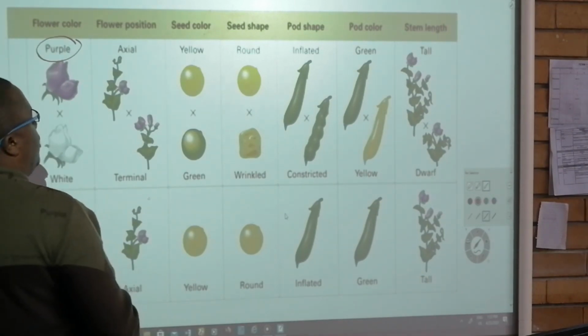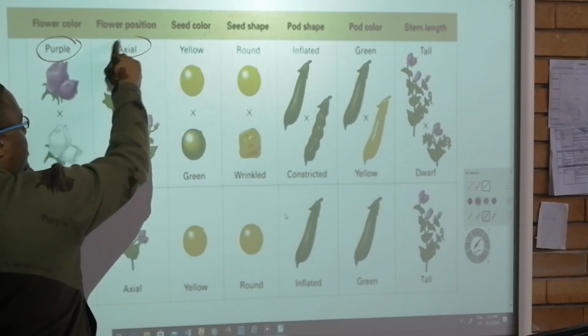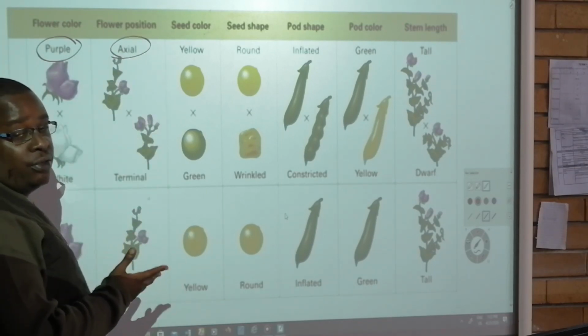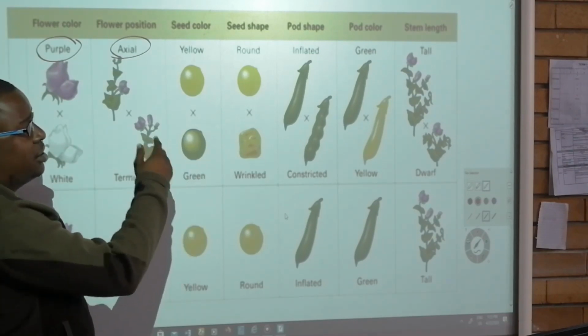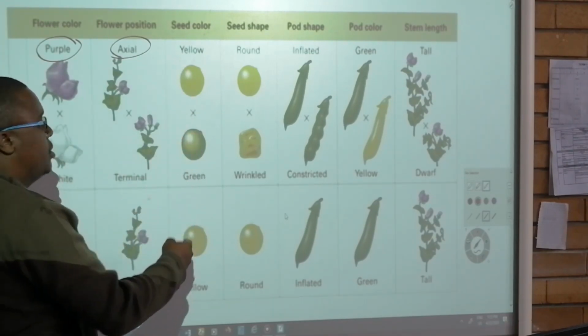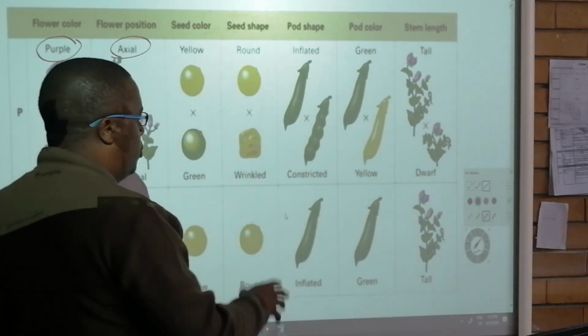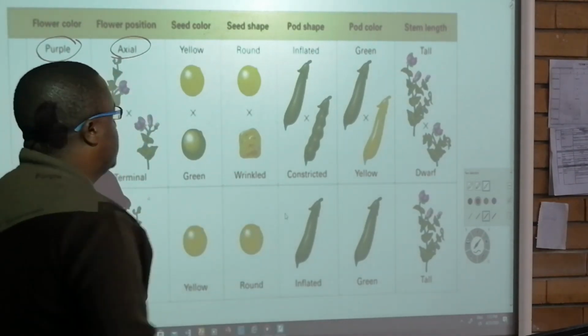The flowers are positioned on the axial position. Remember I told you that you don't have to know this. You don't have to know that the seed color is yellow on this one and green on this one, and the flowers are purple and white. I'm just using this now for the purposes of this lesson.